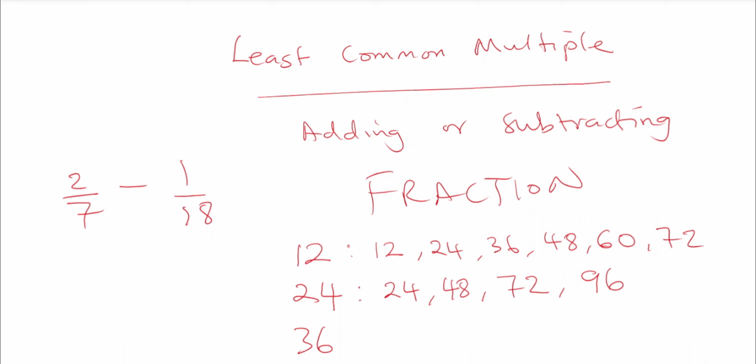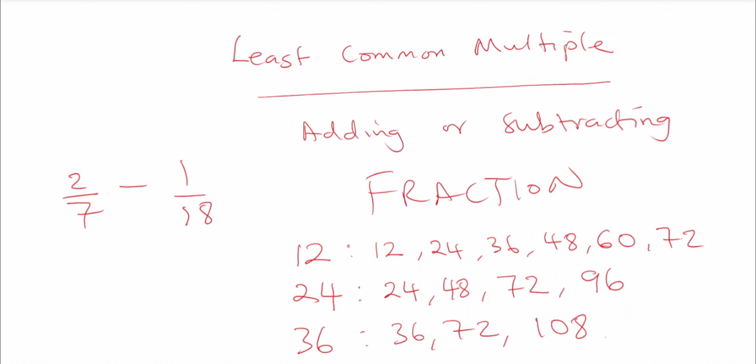96. Let me leave it there for now. 36, of course. 36 times 1, 72, 108. Let me leave it there. So already, I've seen some common multiples.